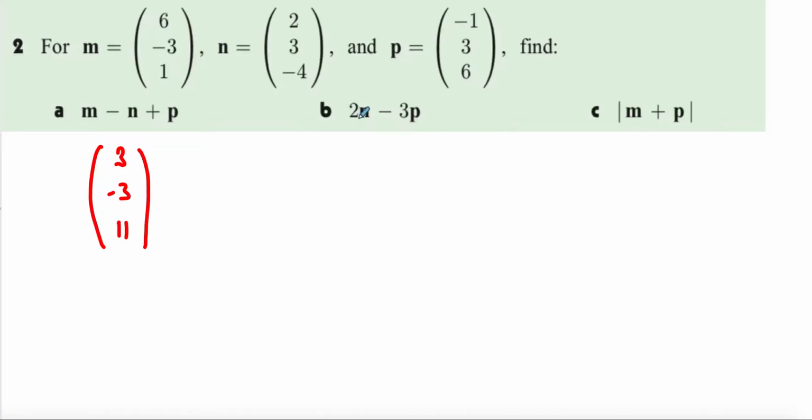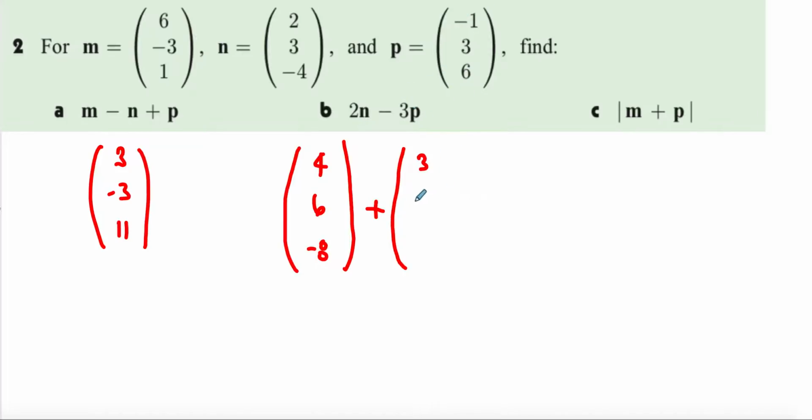How about the second one? Second, 2 times n, that means 4, 6, negative 8, minus 3 times p, basically, or I can just do addition and then multiply negative 3 in all of them. So we end up getting 3, minus 9, and minus 18. Then we end up getting 7, negative 3, and then negative 26 becomes our final answer.